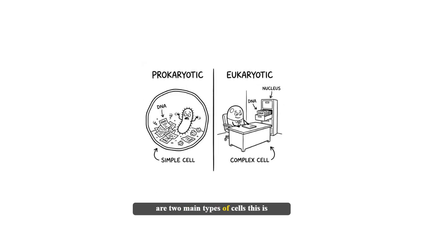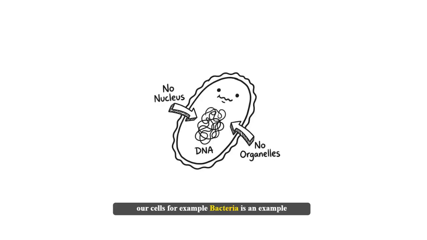There are two main types of cells. This is going back to high school biology. We have prokaryotic cells, which are simple cells with no nucleus, and eukaryotic cells, which are more complex cells with a nucleus, like our cells, for example. Bacteria are an example of prokaryotic cells. They have no nucleus, but they are full cells, just very small and very simple ones.